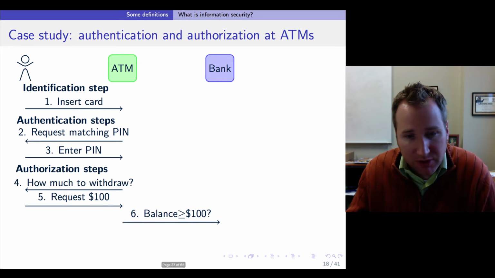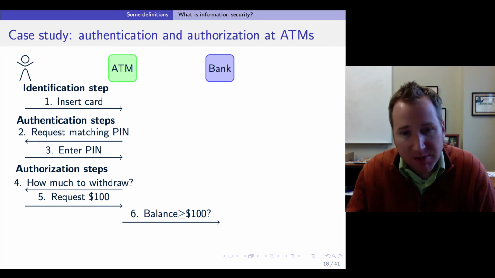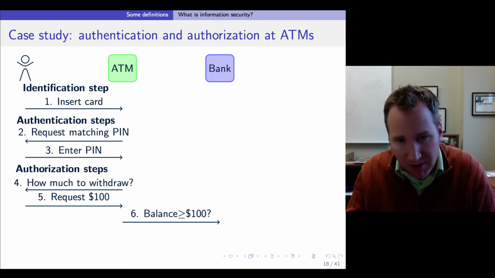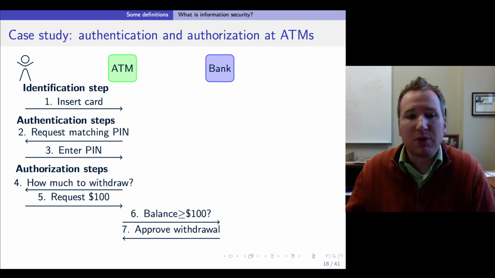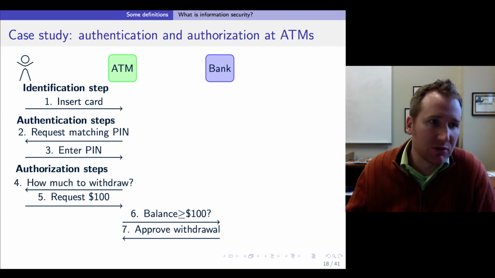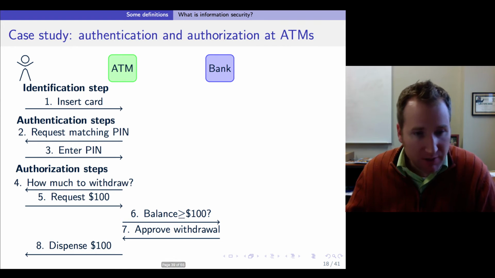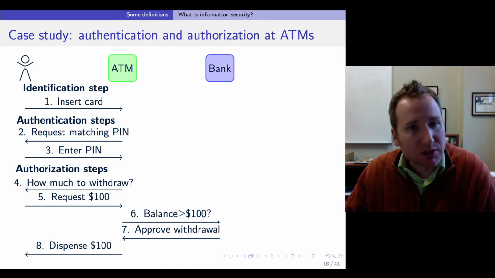We're going to request $100, and then the ATM communicates back to the bank and says, okay, is my balance greater than $100? Do we actually have the money in the bank? The bank says yes, it's approved, and then you are then authorized to receive the money. And then you get your cold hard cash.